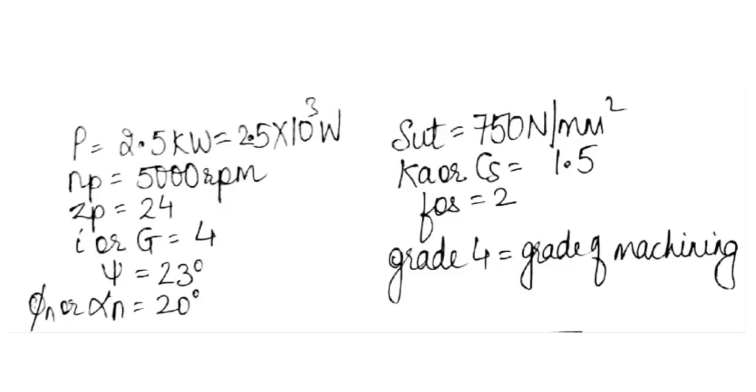So power is given in kilowatt. We are going to convert it into watt. So it is 2.5 into 10 raised to 3 watt. NP, pinion RPM, is 5000 RPM. ZP is 24, that is number of teeth on pinion is 24. G, gear ratio or small I, is 4. Helix angle is 23 degree. Alpha N or phi N, that is our normal pressure angle, is 20 degree. SUT for both pinion and gear is 750 Newton per mm square. CS or KA is equal to 1.5. Factor of safety is 2 and grade 4 is the grade of machining. So we are going to find out error with grade 4.